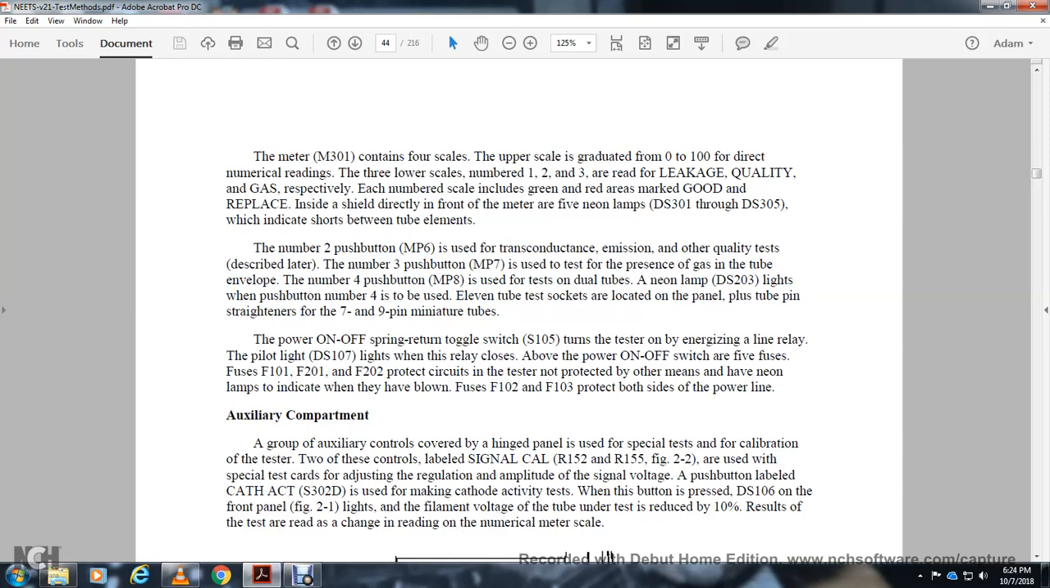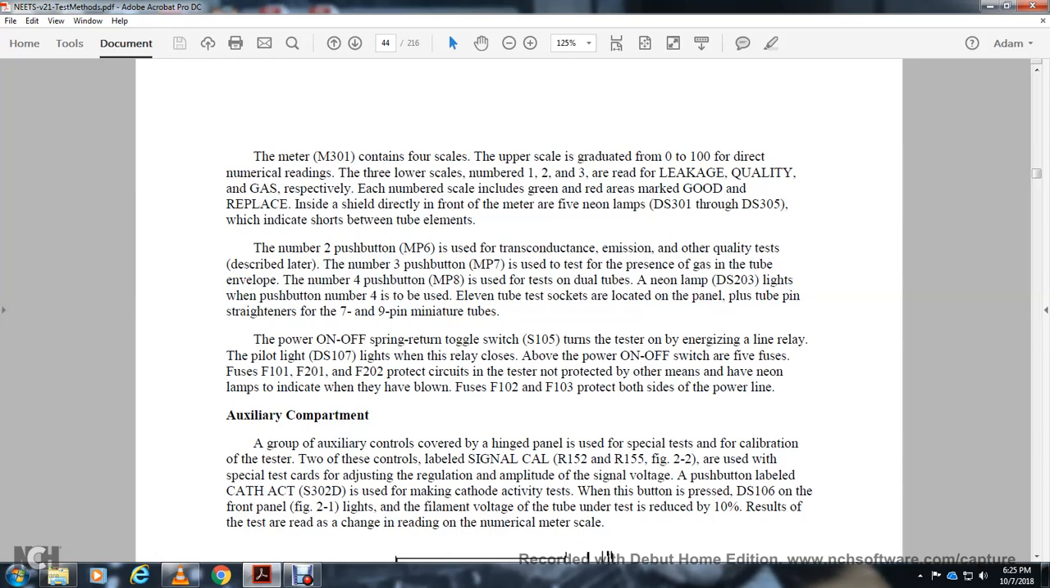The power on and off single spring return toggle switch S105 turns on the test for the energized line relay, with the pilot light DS107 lit for the relay. The power on and off fuses F101, F201, F202 protect the test circuits not protected by the other means, with the neon lamps indicating that they have blown. Fuses 102 and 103 protect both sides of the power line.